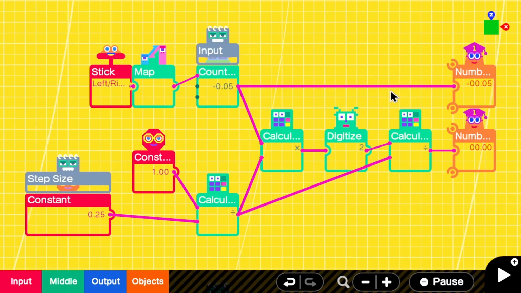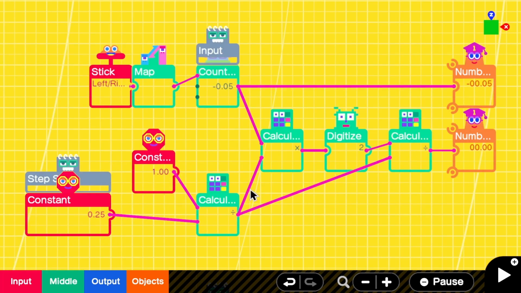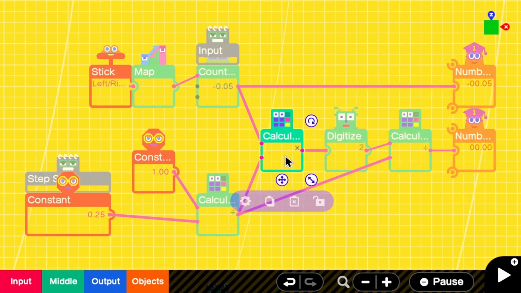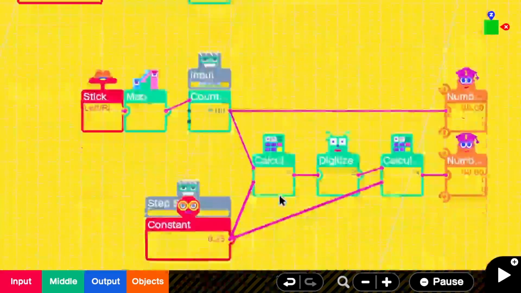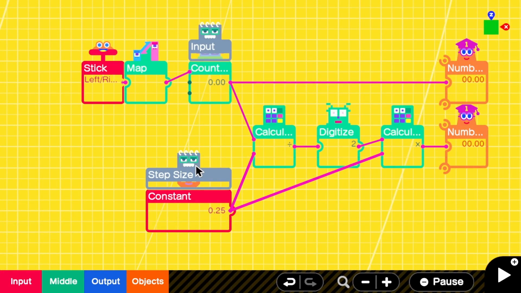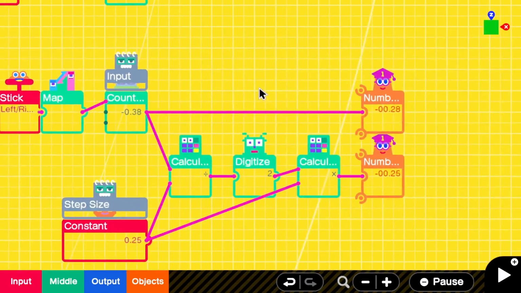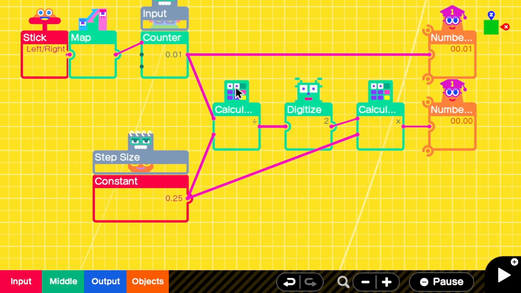Now if you know your math, you know that with this configuration, with the associative property, we can actually trim this a little bit more. So instead of multiplying here and dividing here, what we can do instead is divide here and multiply here by the step size instead. So this is exactly the same as before, but now with a few fewer nodes and a little simpler to understand.